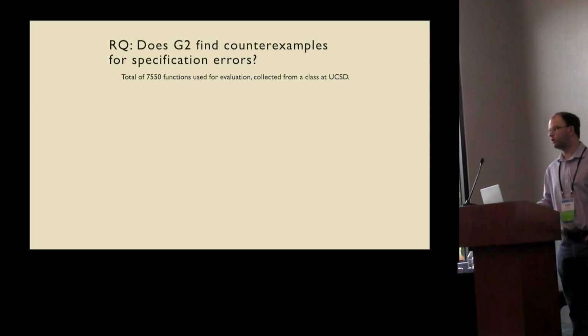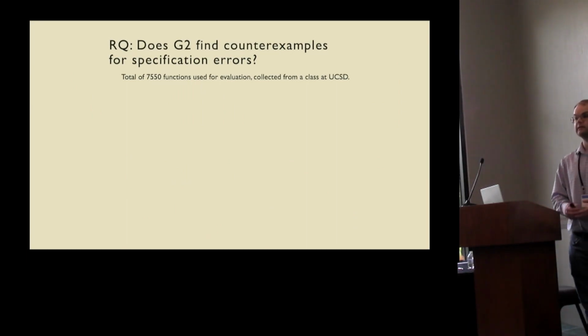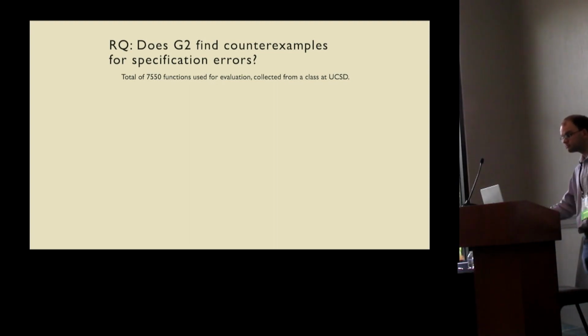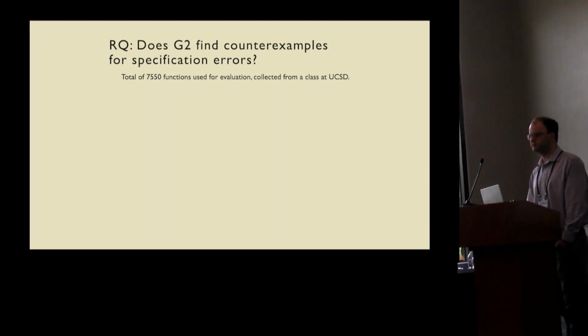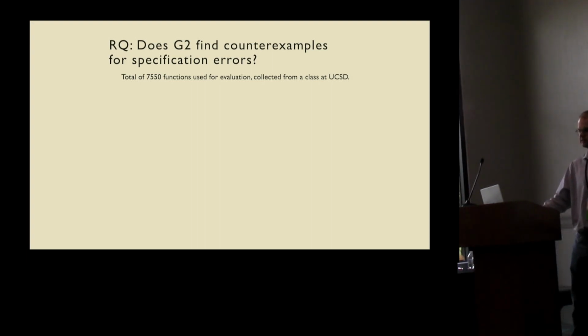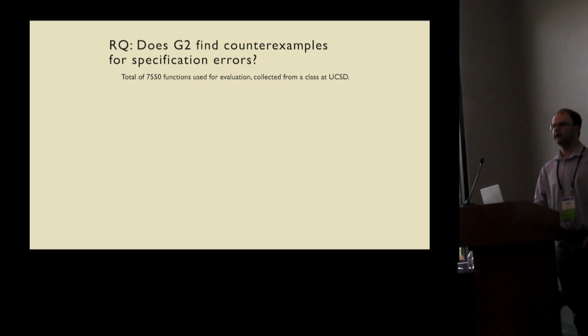To evaluate this, we wanted to see, can we actually find concrete and abstract counterexamples in code for Liquid Haskell? So we looked at a total of 7,550 functions collected from a graduate student level class at UCSD. In this class, the students were writing code using Liquid Haskell, and every time they ran Liquid Haskell, their code was logged. And so we had this large collection of a whole bunch of mistakes made when writing Liquid Haskell code.